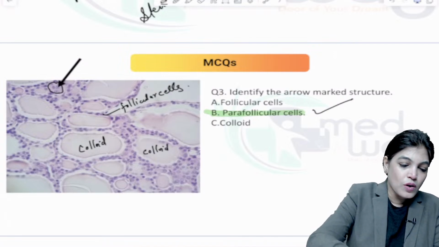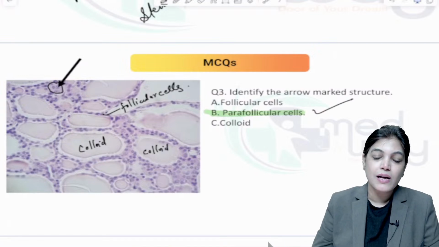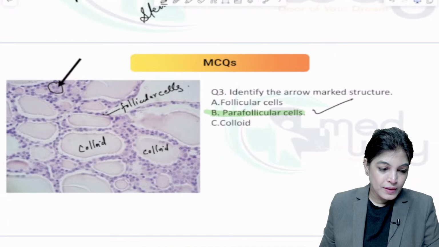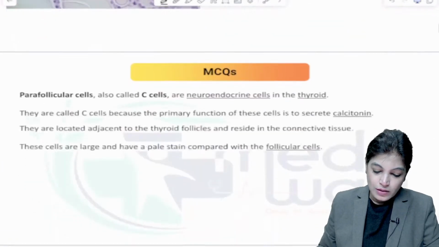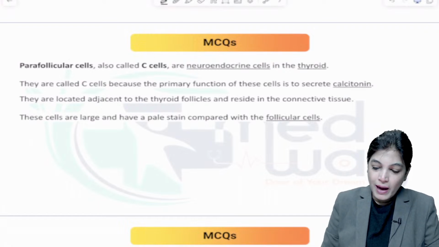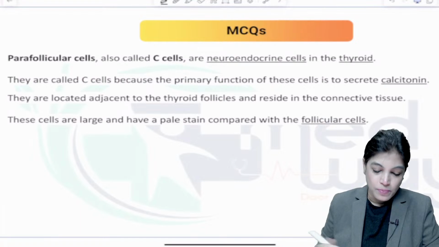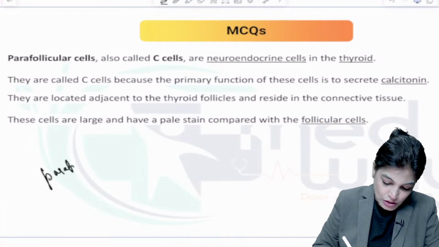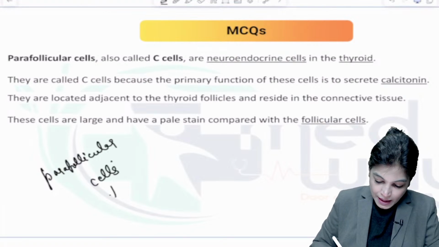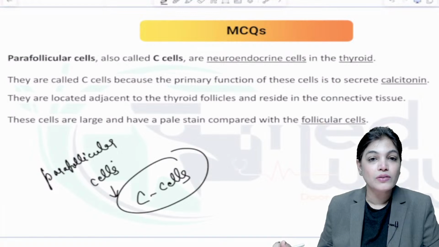Any of the students want to add on? If there were some other options or some other slide or some other questions being asked, you can just write in the chat box. Okay, before moving into the next one, since this question has come, I would like to describe it slightly. What are parafollicular cells? Parafollicular cells are also called C cells, and they are neuroendocrine cells found in the thyroid gland.